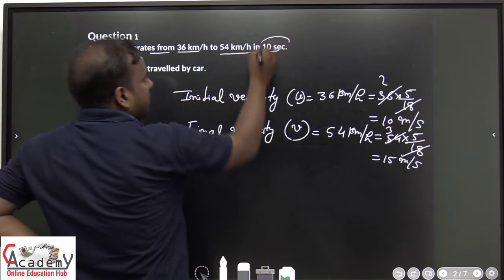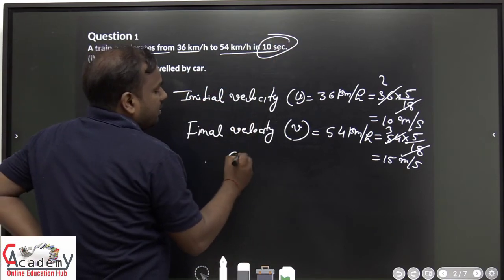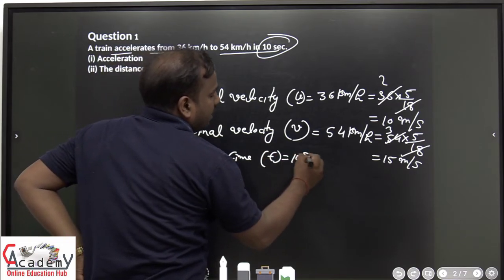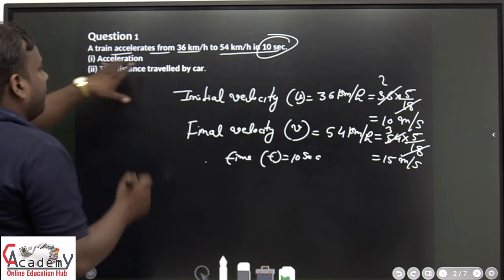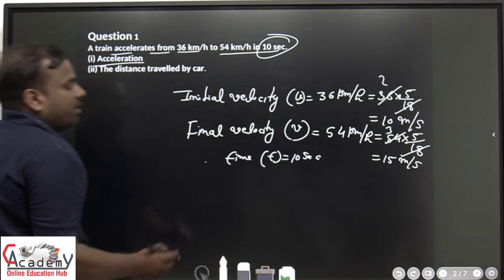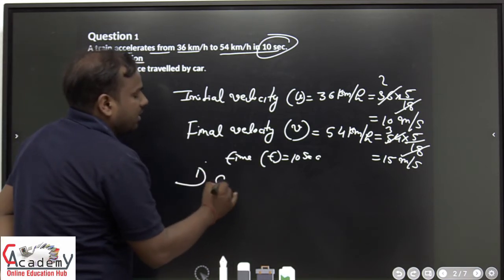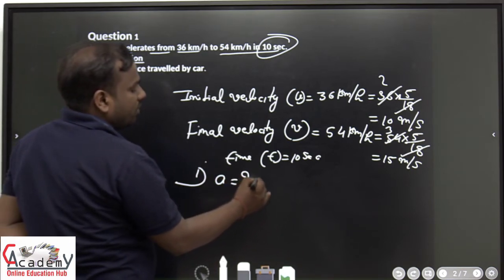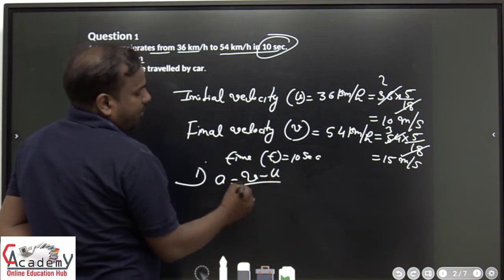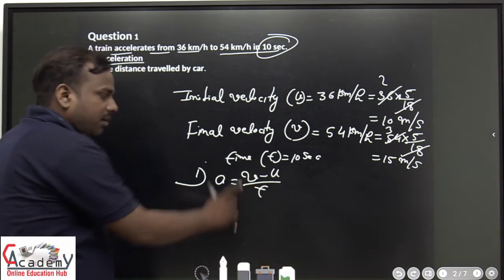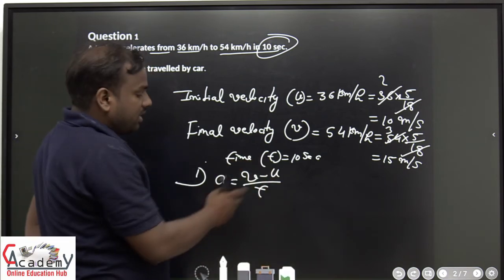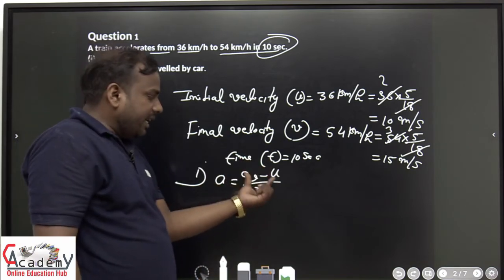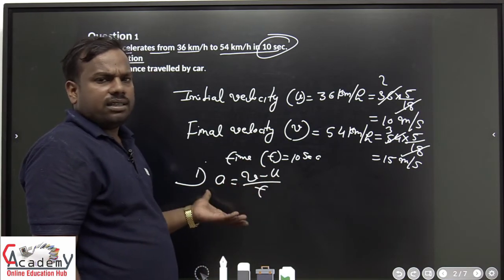Here time is given, time is equal to 10 second. Then find the acceleration. Okay, first the acceleration. How do we find the acceleration? Acceleration is equal to v minus u upon t. Final velocity minus initial velocity upon time, that is the rate of change of velocity. Rate of change of velocity is called acceleration.